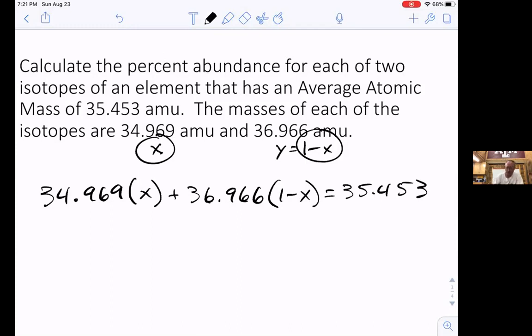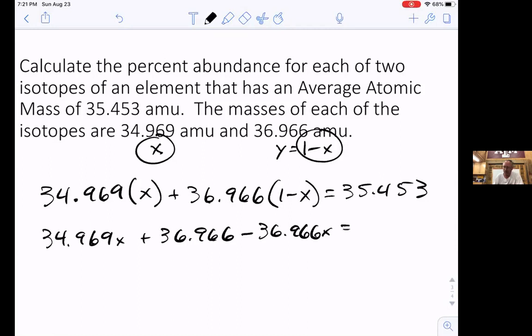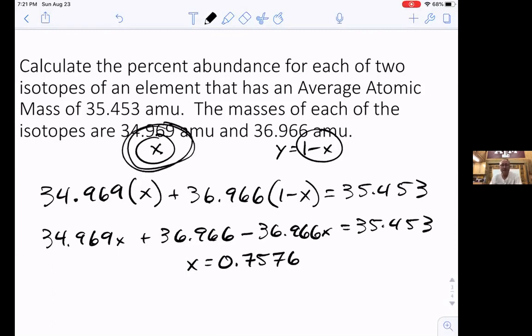If I go through and I distribute, multiply, I get 34.969x plus 36.966 minus 36.966x is equal to my overall average, which is 35.453. If you go and solve for x, skipping a couple steps here, you end up with your x value being 0.7576. So that means that the first one that we looked at, this one up here I'm circling, is 75.76%, and then you could calculate what your Y is, the other isotope, as well.